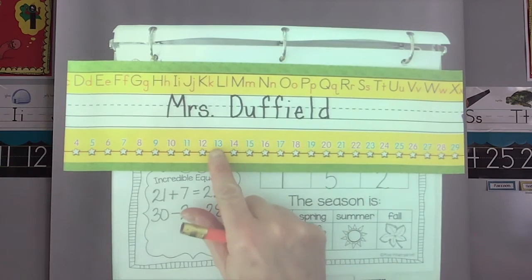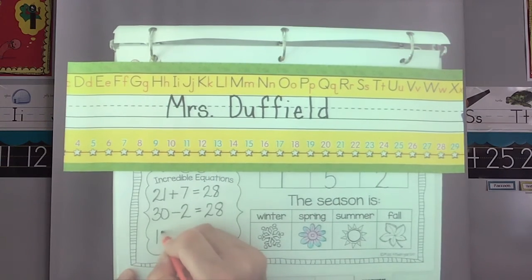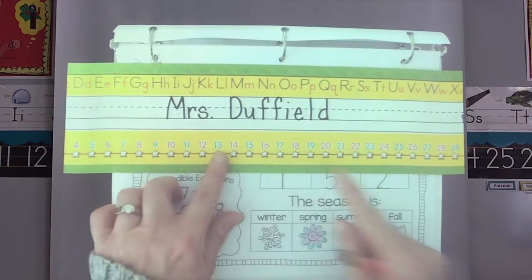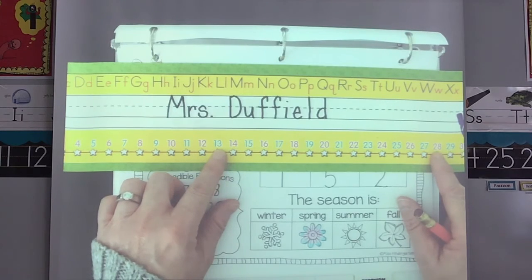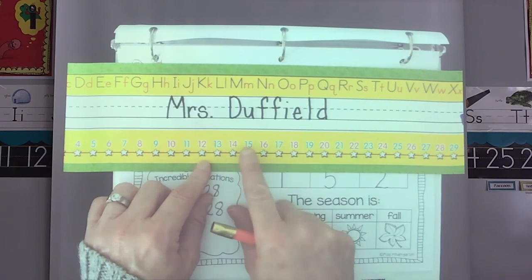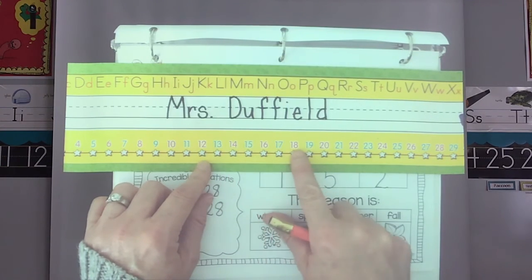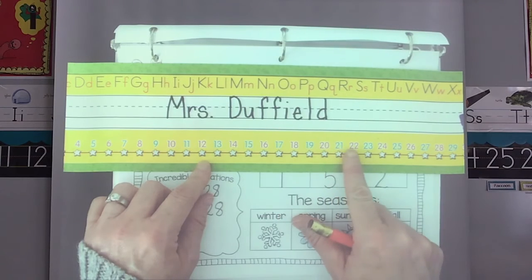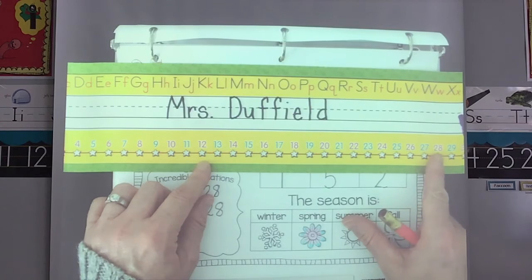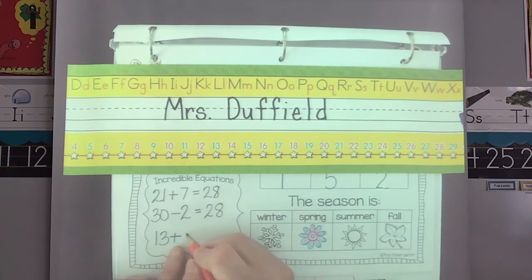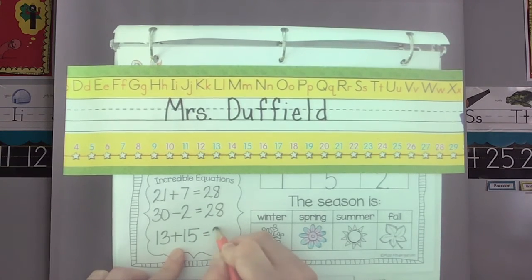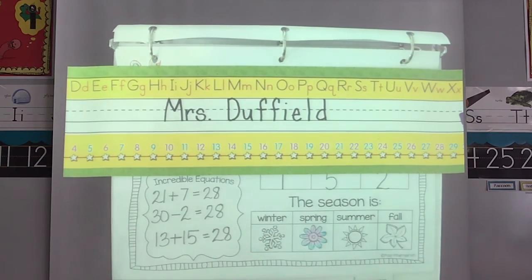Okay, our last one, we're going to equal 28. I'm going to come down here. I'll start with 13. 13, and we're going to be adding this time, plus. So how many to equal? We're going to go all the way up to 28. So 13 plus what number equals 28? 1, 2, 3, 4, 5, 6, 7, 8, 9, 10, 11, 12, 13, 14, 15. 13 plus 15 equals 28.